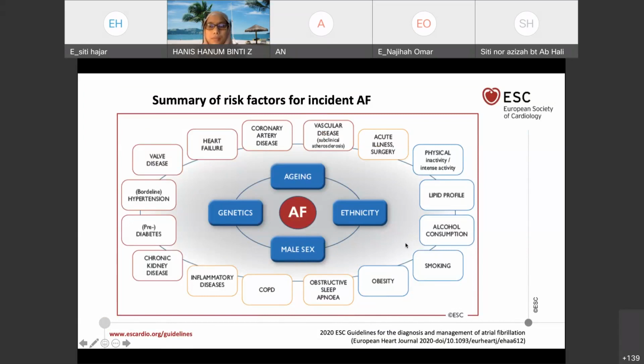Some other risk factors are your concurrent medical illness such as hypertension, valve disease, heart failure, CAD, vascular disease. You have your other diseases like your inflammatory disease, your obstructive sleep apnea. And you have your social history like your obesity, smoking, alcohol consumption. Alcohol can also cause irregular heartbeat as well, lipid profile and activity.